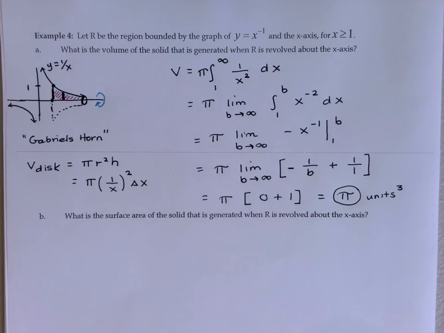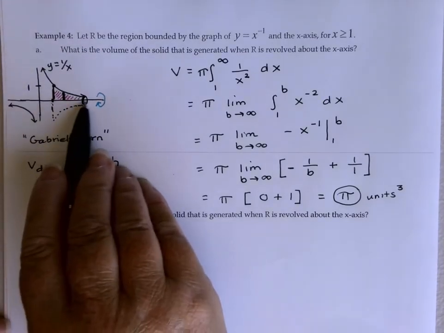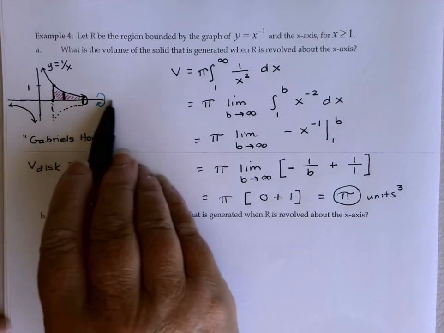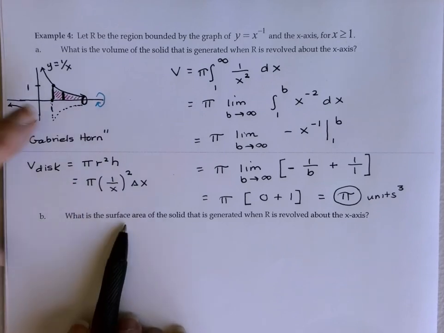So even though this is an infinite object, right, the kind of thin part here of Gabriel's horn goes on forever, it's actually got a finite volume. You could fill it up with something. The volume is finite. All right, let's take a look at the surface area of the same solid.